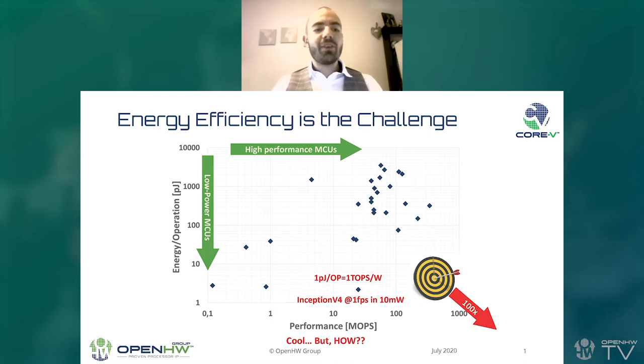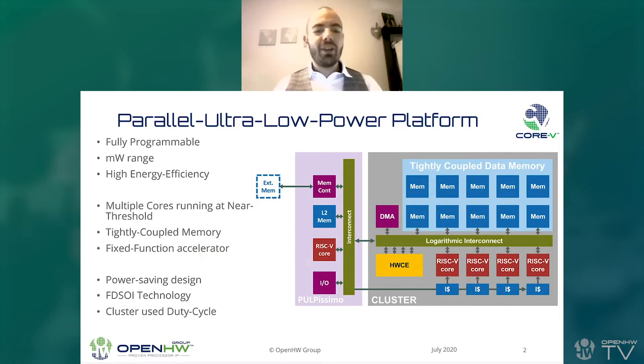How to achieve that? The idea of PULP is creating a multi-core to achieve high performance, running near threshold to achieve low power. And as you can see here in the architecture, there are many IPs, and the main ones we can say are the microprocessors, the cores that are running the applications.